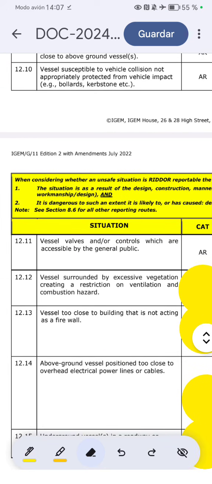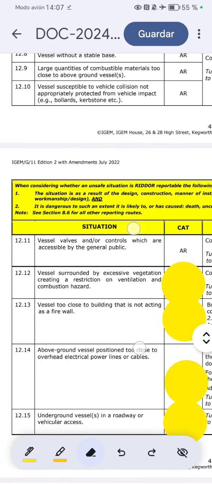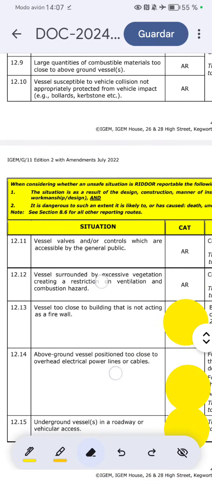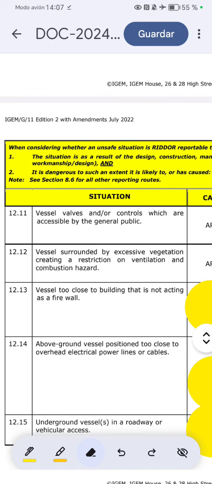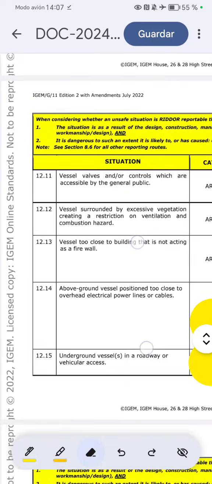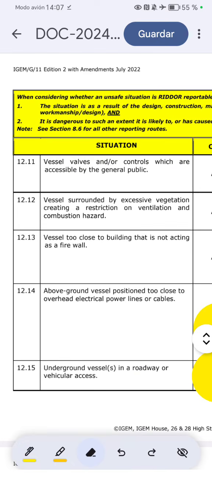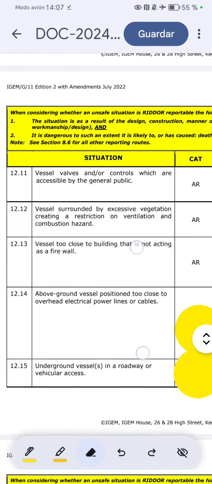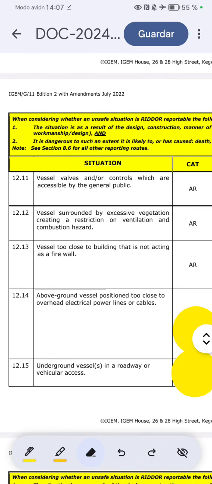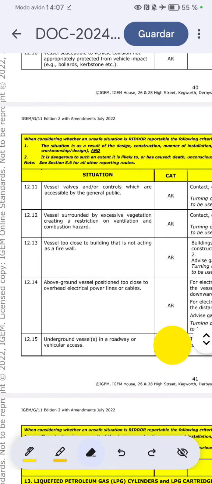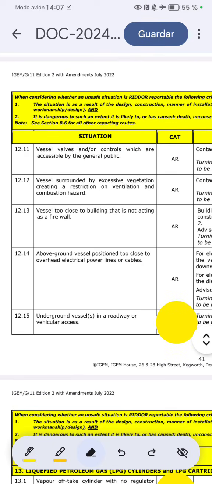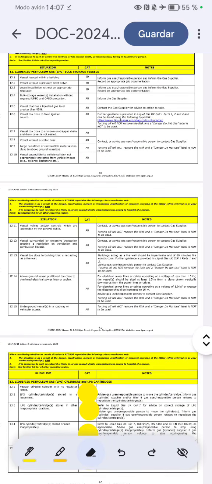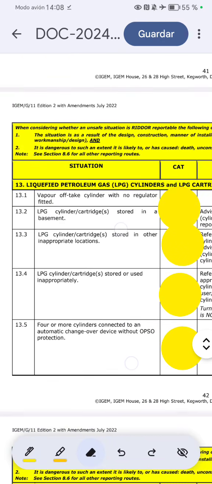12.12. Vessels surrounded by excessive vegetation creating a restriction on ventilation and combustion hazard. At risk. Vessel too close to building that is not acting as a firewall. At risk. 12.14. Above ground vessel positioned too close to overhead electrical power lines or cables. At risk. Underground vessel or vessels in a roadway or vehicular access. At risk. Remember to read the notes that go with it because there's further action.